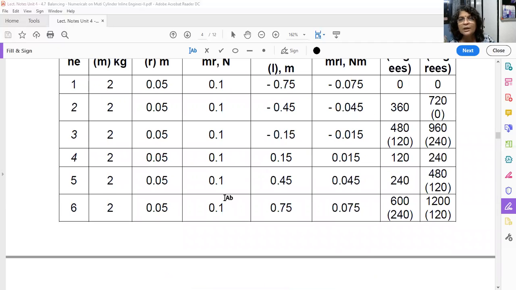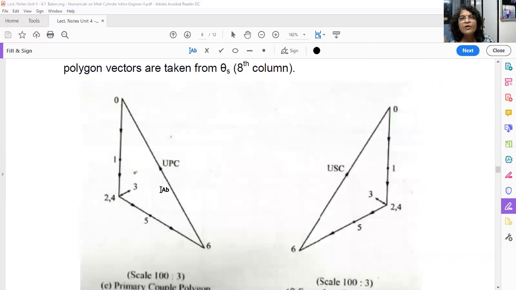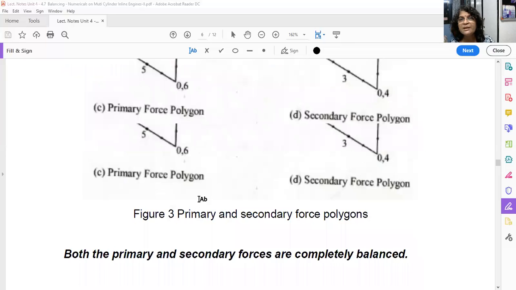Now, what have we drawn after that? See, we have drawn 0 to 1 downward, 1 to 2 downward. Now you can draw 3 and 4. 3 is in this direction because it is negative, and 4 is positive. 3 and 4 have the same magnitude, but their directions are opposite. So from 2 I have drawn 3 in this direction because it is negative, and from 3 again I came here, that is 4. The magnitude is the same. This is the primary crank diagram.